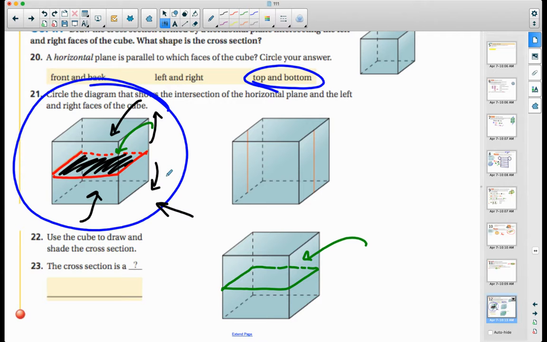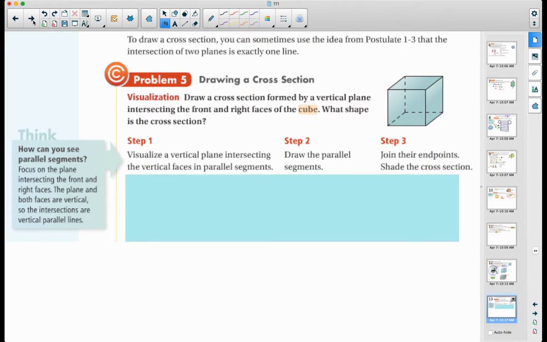So in this case, the cross section is going to be a square. All right. Now, how do I know it's a square? Well, this is a cube, right? In a cube, we know that all the faces are squares. All right. All the faces are squares. So I know my cross section is going to be one. I'll make it parallel. Okay.